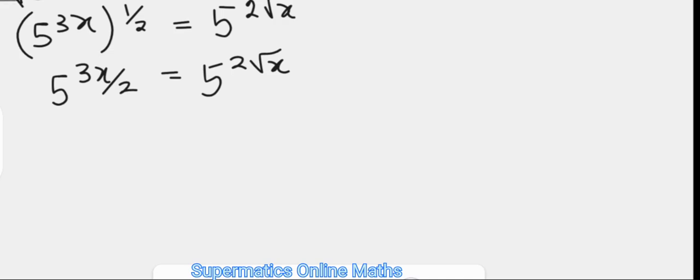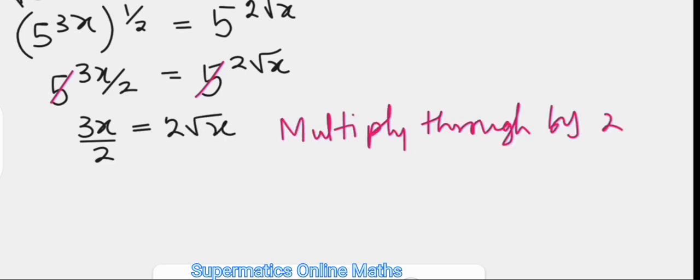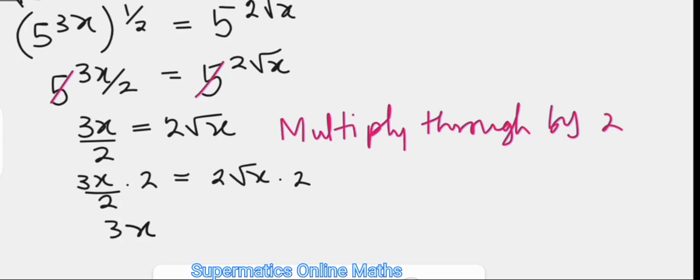Since the bases are equal, being 5, they can be dropped off while we equate the exponents, giving us 3x over 2 equals 2 root x. Then here we multiply both sides by 2 in order to clear the fraction. That is, 3x over 2 times 2 is equal to 2 root x times 2. On the left hand side we have 3x, while on the right hand side it is 4 root x, as 2 times 2 is 4.